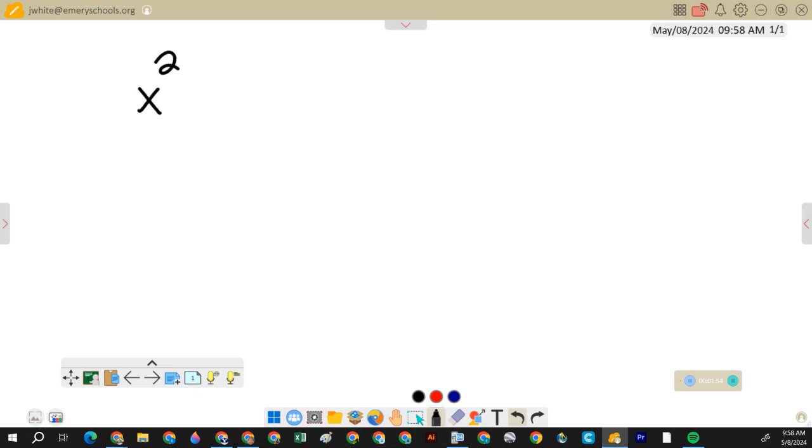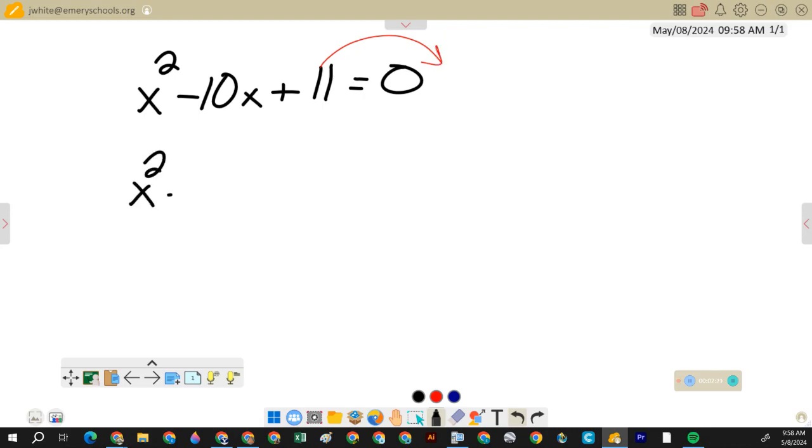So let's say x squared minus 10x plus 11. Does that fit the pattern? No, it doesn't. So let's pretend that it does. So, excuse me, I'm going to move this 11 out of the way. So we get x squared minus 10x, and I'm going to leave a blank, equals negative 11.